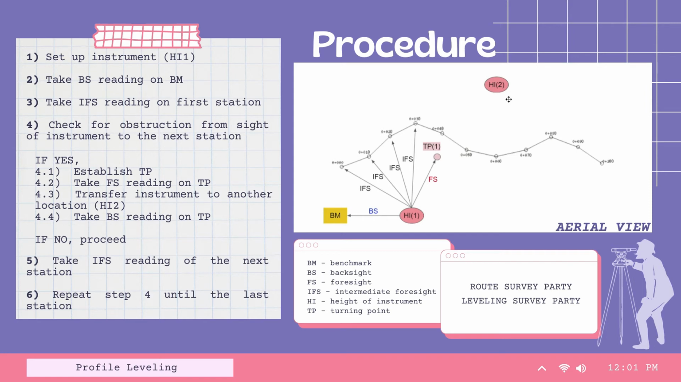Again, set up and level the instrument, then take the backsight of the turning point. Consequently, the intermediate foresight readings will proceed onto the next stations. If again there is an obstruction of sight in the next station, the next turning point will be established. Take the foresight of the turning point and move the instrument. Then backsight the turning point. Finally, proceed to take the intermediate foresights until the last station. That is the end of the profile leveling procedure.